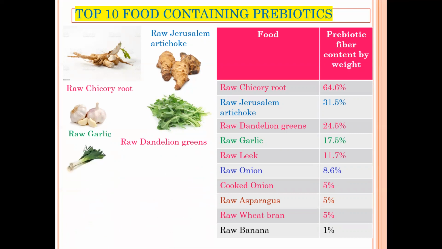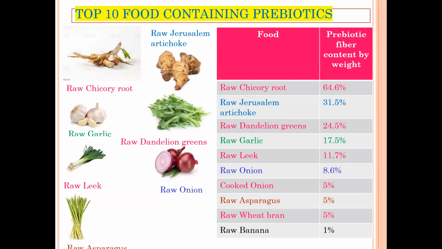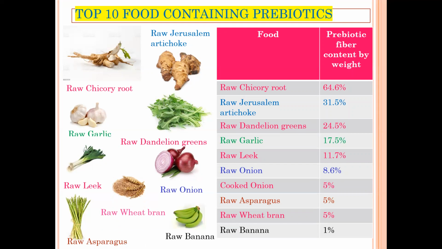17.5% of fiber. Then raw leek, containing 11.7%. Raw onion contains 8.6% of fiber, and 5% of prebiotic fibers are contained in cooked onion, then raw asparagus and raw wheat bran, and only 1% is found in banana.